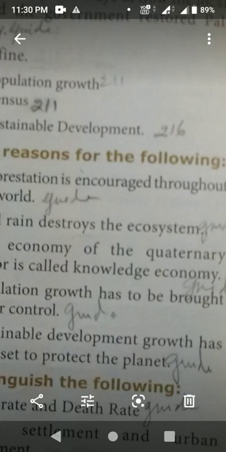Next, give reason for the following. That full guide only you want to learn, okay?